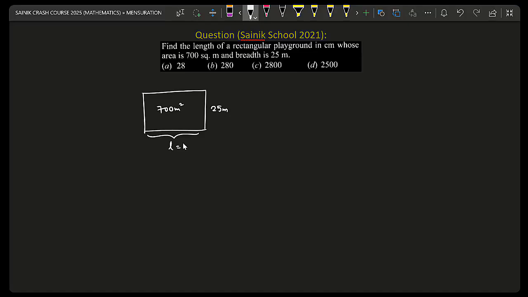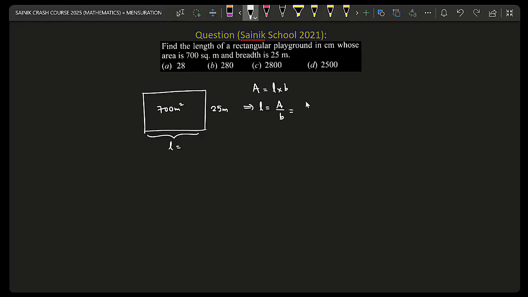Okay. Sir, how to solve this question? Sir, first, 700 square meters by 25 meters. Because we know the area of the rectangle is length into breadth, and I want to find the length. Transpose breadth to the left side, right? Yes, sir. So it's area by breadth.